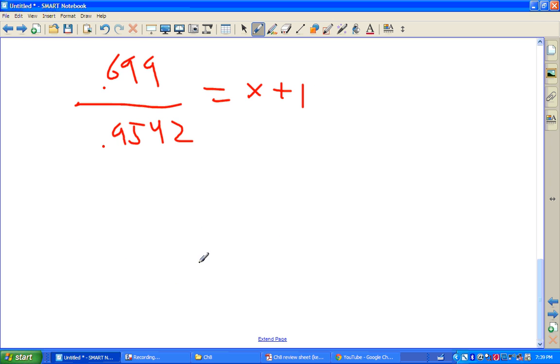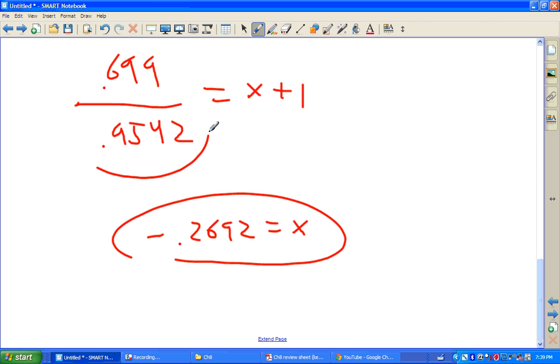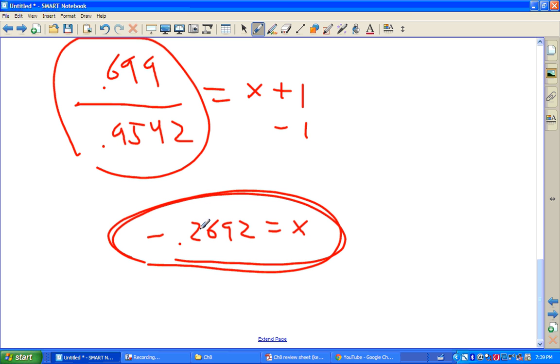So when I do the math here, 0.699 divided by 0.952, I think I get a final answer of minus 0.2692 equals x. I skipped a step here, but if you do the math and then subtract 1 from each side, you'll get this. So I think that's my final answer for x. There you go.